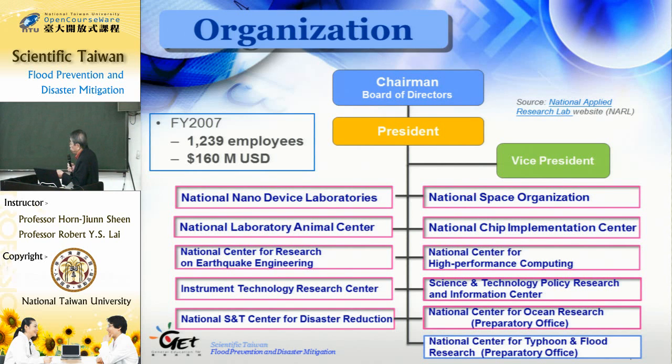And then the National Center for Research on Earthquake Engineering, which you visited last week. Then the Instrument Technology Research Center, which is not particularly directly related to natural disasters. But we also have the National Center for Disaster Reduction, the National Space Organization, the Chip Implementation Center, which is IC design, the National Center for High Performance Computing, as I mentioned, and the Technology Policy Research and Information Center. And most recently we have the Ocean Research Center, which was already established in 2009.